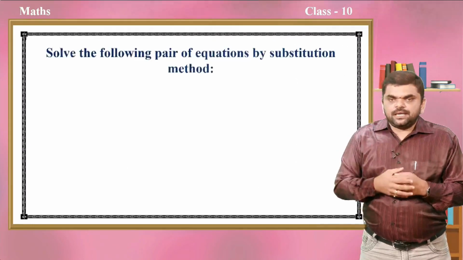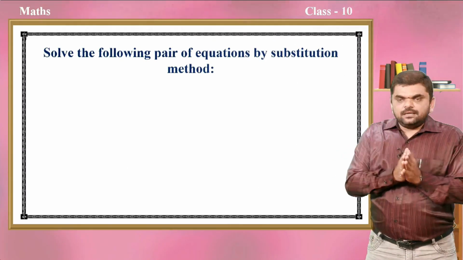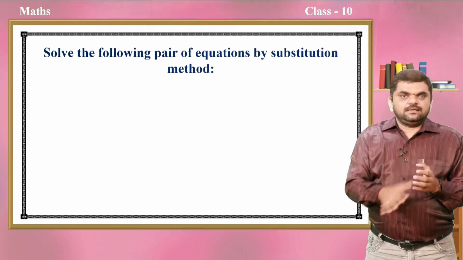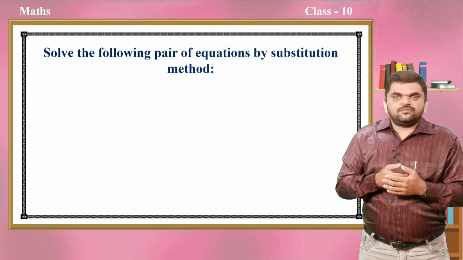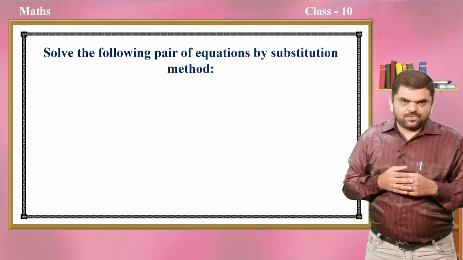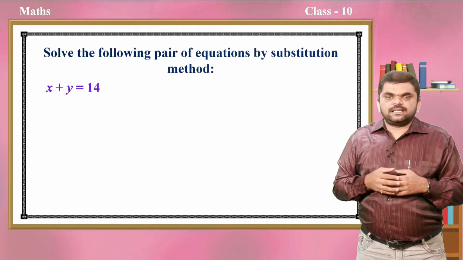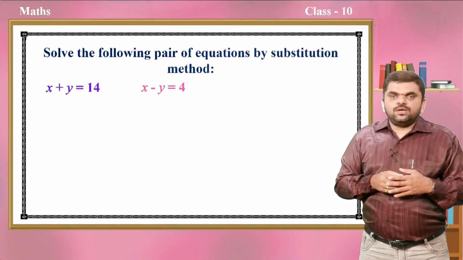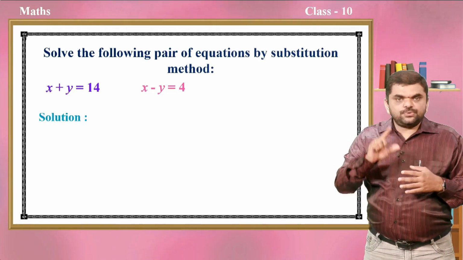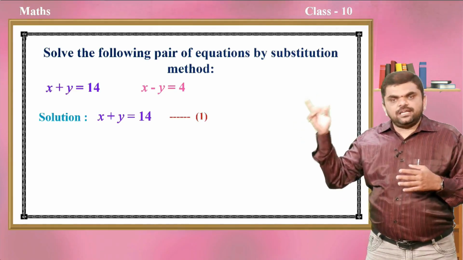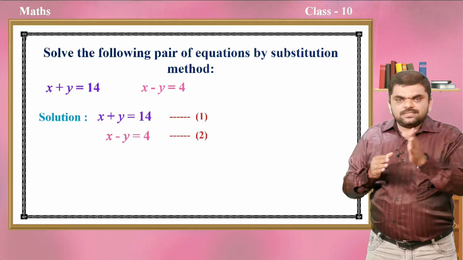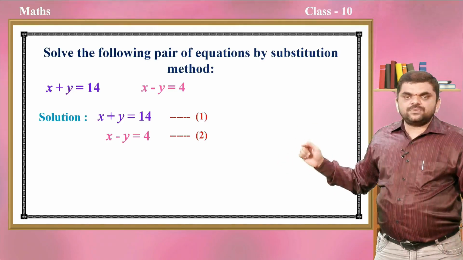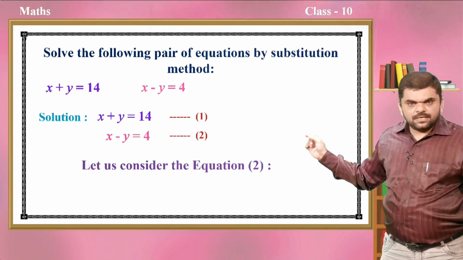Now check another example. From the point of view of examination, it may not be there this year, but solve the following pair of equations by the substitution method. The equations are x plus y is equal to 14, x minus y is equal to 4. Now we have to substitute the value of either x or y in the equations. Let us keep x plus y is equal to 14 as equation number 1, and x minus y is equal to 4 as equation number 2.